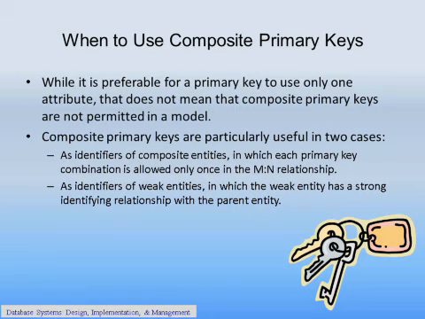So the next question is, when to use composite primary keys? While it is preferable for a primary key to use only one attribute, that does not mean that composite primary keys are not permitted in a model. Composite primary keys are particularly useful in two cases: as identifiers of composite entities, in which each primary key combination is allowed only once in the many-to-many relationship, and as identifiers of weak entities, in which the weak entity has a strong identifying relationship with the parent entity. Let's take a look at these two cases further.